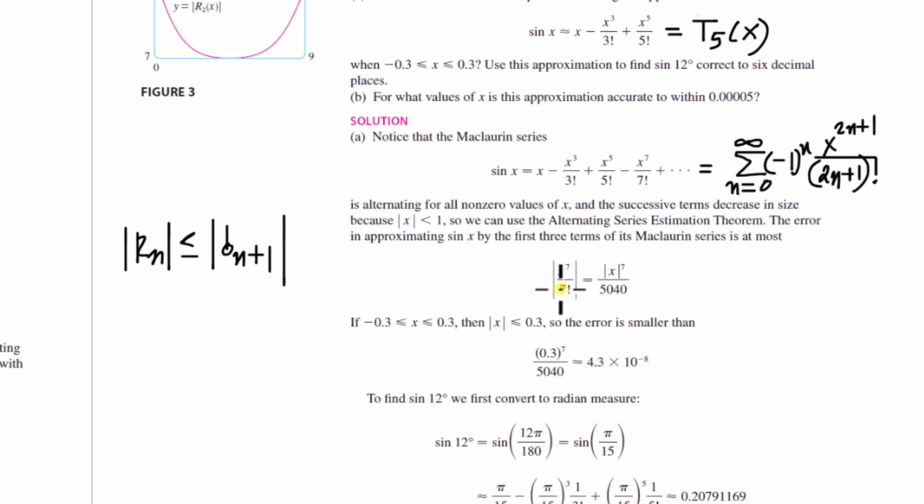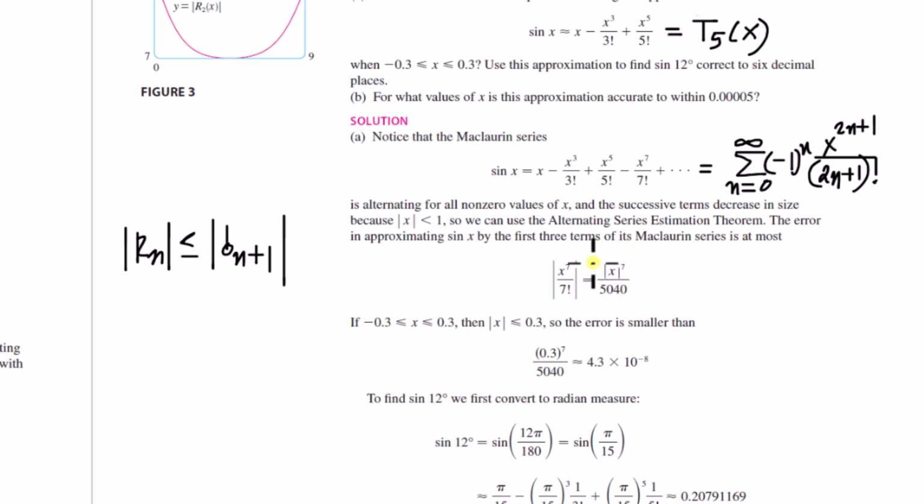The 7 factorial is always positive, so they put the absolute value here. And so this is the ceiling. We're restricting the x values to be between plus and minus 1, or else we couldn't use this alternating series error estimation theorem. And if we're using T sub 5, then this is going to be the ceiling on the error, which is the distance that our Taylor polynomial value is away from the actual sine of x value.